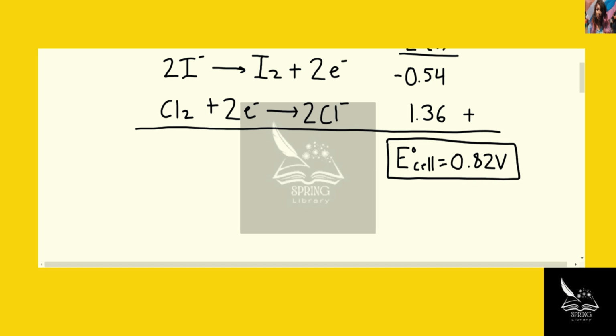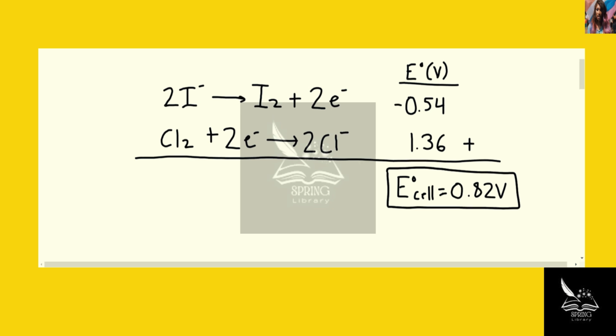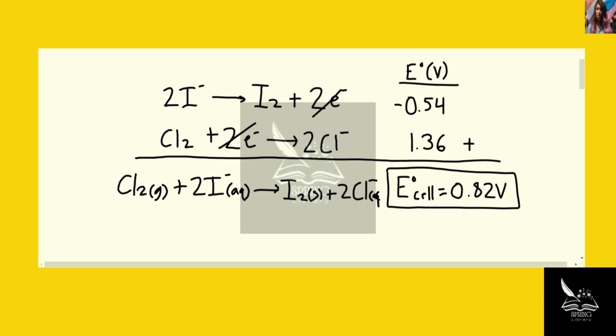And now we need to calculate the value for the change in Gibbs free energy. Again, this is the overall reaction, so we can eliminate those 2 electrons. When we combine that together, we have Cl2 gas plus 2I minus aqueous going to I2 solid plus 2Cl minus aqueous. That is the overall reaction.